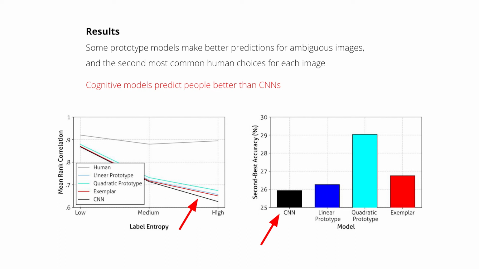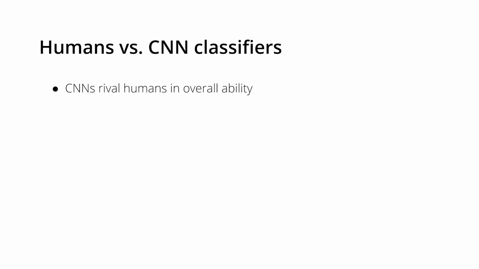You can also see here that using the raw classification outputs of the CNN models actually gave the worst performance. Now this is an interesting result because the CNN itself is a categorization model, just not one from cognitive science or one that's meant to model humans explicitly. One of the most striking things about CNNs in general is that they're the only models that rival human abilities for natural images. But they differ in some ways.